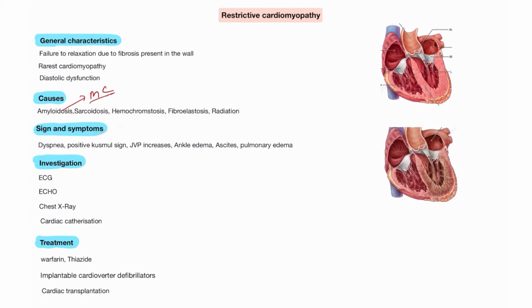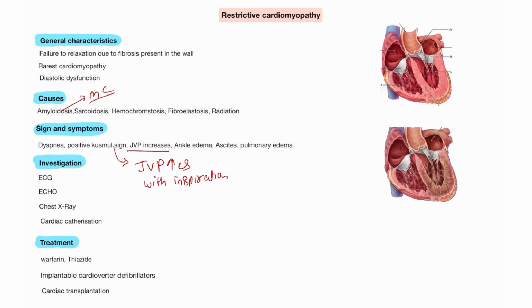Signs and symptoms include dyspnea and a positive Kussmaul sign. What is Kussmaul sign? Please don't confuse this with Kussmaul breathing. Kussmaul breathing is different, and Kussmaul sign is also different. In the Kussmaul sign, you will see that JVP increases, meaning jugular venous pressure increases with inspiration. In this patient, you will see the increased jugular venous pressure.